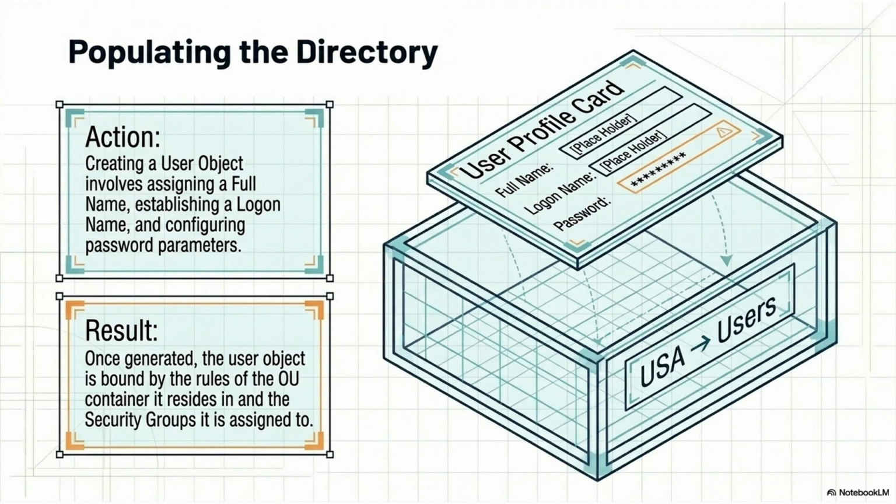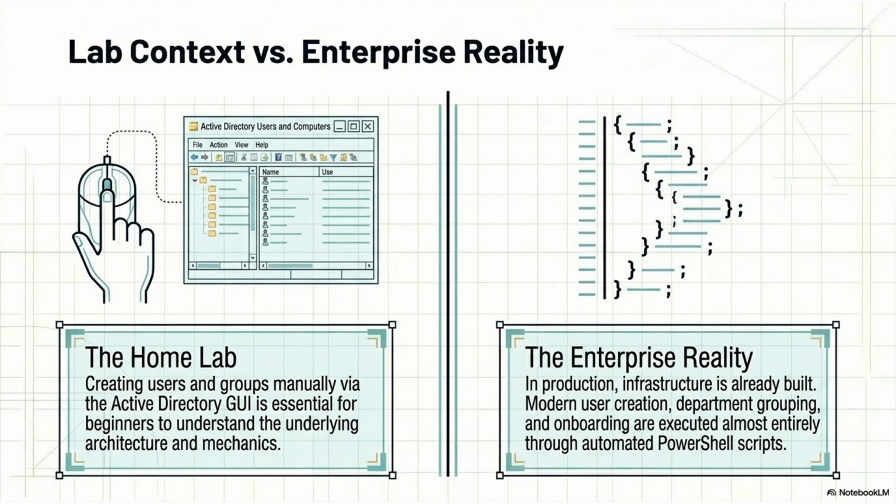Right. After this, you have to populate the directory. So now we have to add users to the lab. Creating a user object involves assigning a name, login and password. Enterprises mostly automate this with PowerShell. Beginners should use the GUI, the graphical user interface, to understand the mechanics behind it. So that will be the enterprise reality.